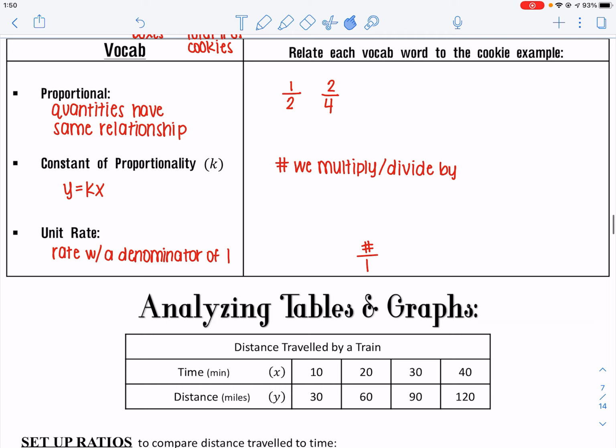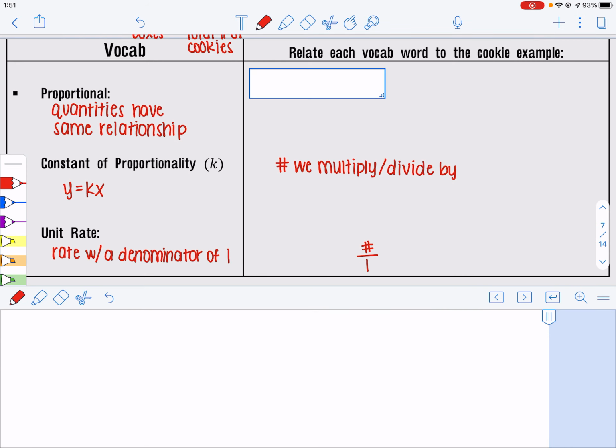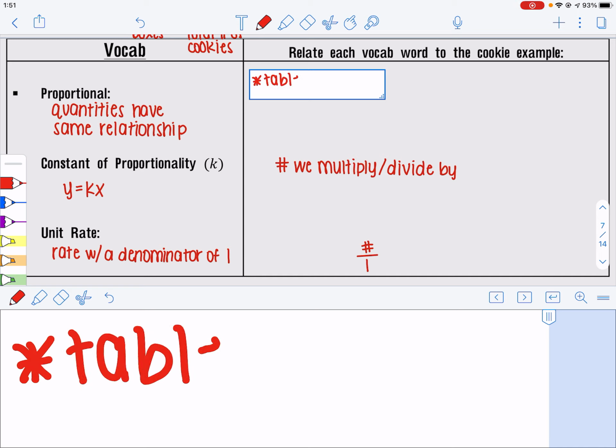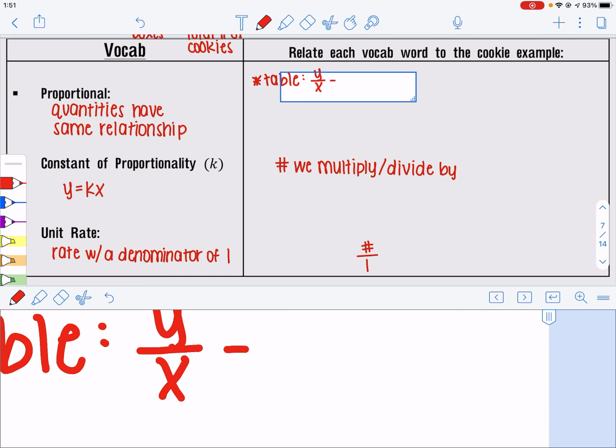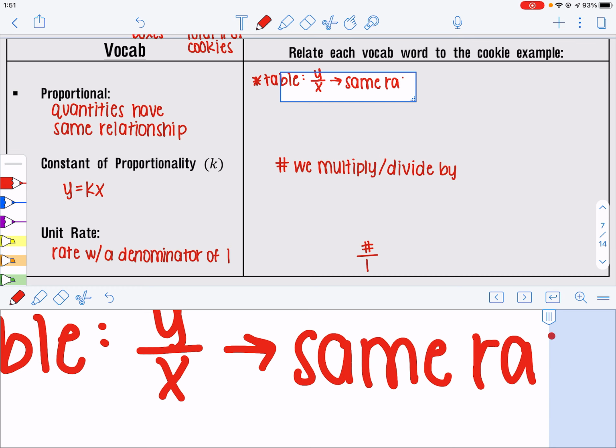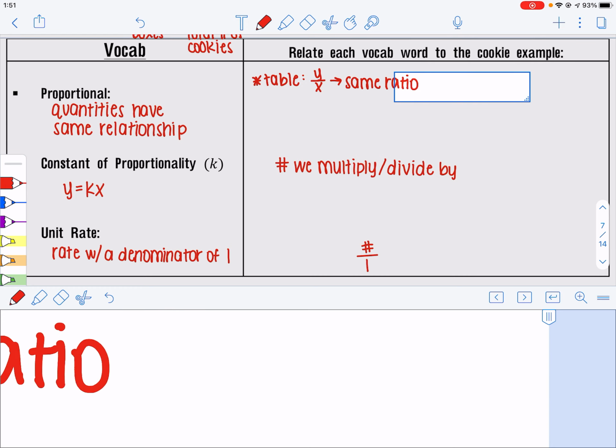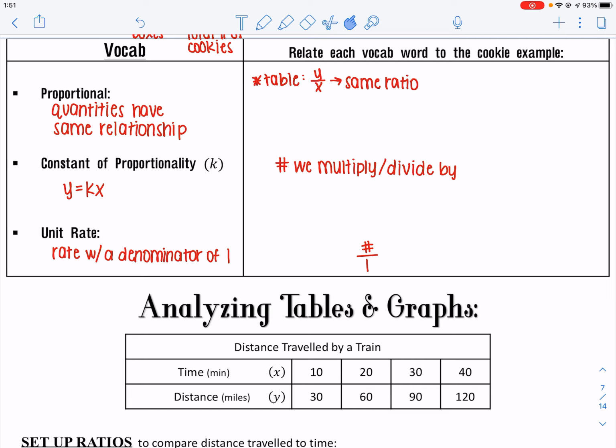So in this vocab box right here, proportional, they're quantities that have the same relationship. I'm going to make a note over here and say if it's a table, then you're going to do y divided by x, and you should get the same ratio every time. Okay, so if it's a table and you want to tell me if it's proportional, then all you do is you take y divided by x and see if you get the same ratio.